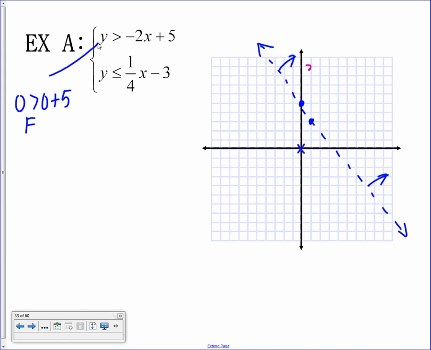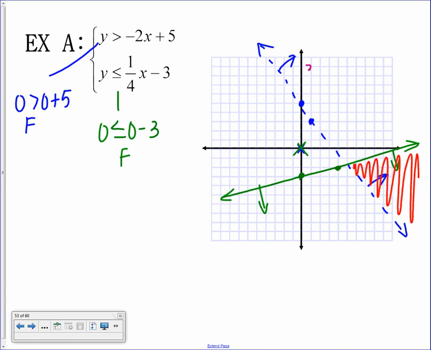Now when I go to graph my second line, I'm going to start with my y-intercept again, which is -3. I'm going to graph my slope of 1/4, which is up 1 over 4. That is a less than or equal to sign, so that is a solid line. Again, I'm going to test 0, 0. So I've got 0 less than or equal to 0 minus 3. 0 is not less than -3, so that is false, meaning I'm going to shade away from 0, 0. So again, I'm going to draw myself some arrows. And like we said, our solution area is the overlap of those two. So our shaded region is over here.